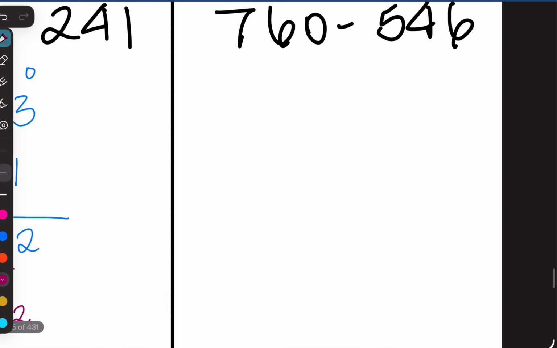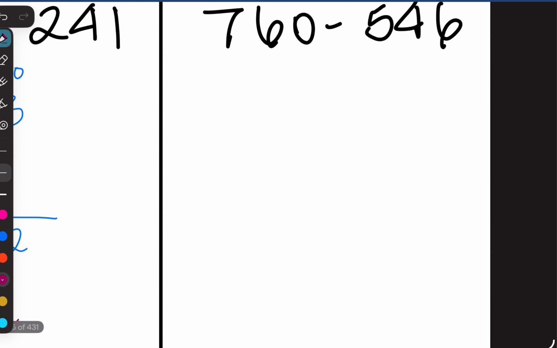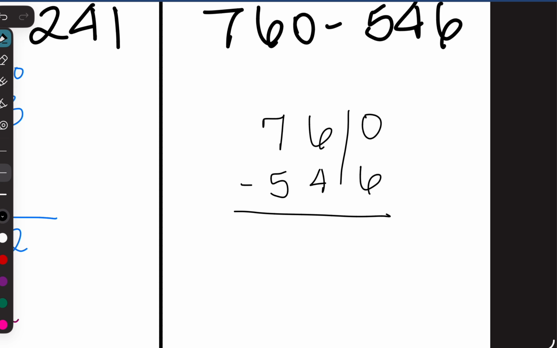Alrighty, now let's look at the next problem we have. The next problem we have is 760 minus 546. All right, so let's see how we're going to set this problem up. I'm going to set it up vertically in standard algorithm. So I have 760 minus the 546. Remember, I always like to leave a little space in between my numbers to draw my lines to make it easier for me to regroup.